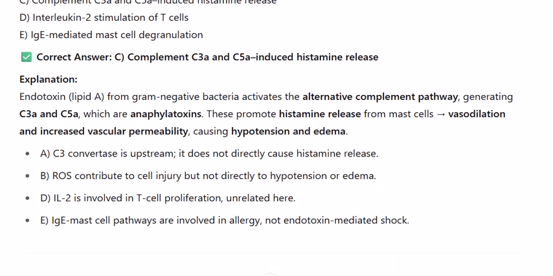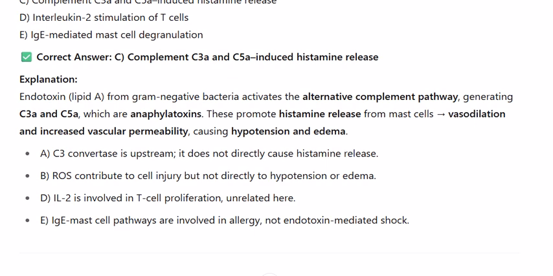A. C3 convertase is upstream. It does not directly cause histamine release. B. ROS contribute to cell injury but not directly to hypotension or edema. D. IL-2 is involved in T-cell proliferation, unrelated here. E. IgE mast cell pathways are involved in allergy, not endotoxin-mediated shock.